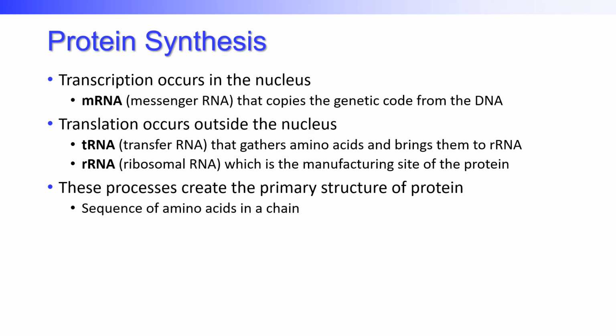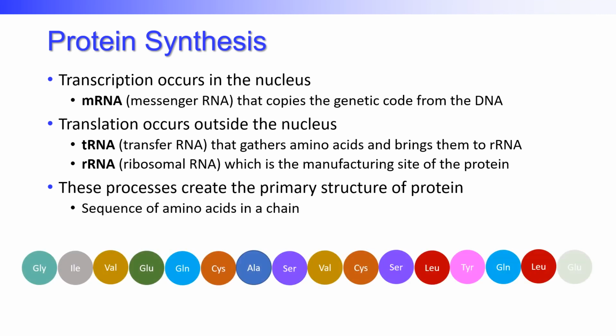The next process is translation, and this occurs outside of the nucleus and within a ribosome. Here, ribosomal RNA will read the messenger RNA for the correct sequence of amino acids. Transfer RNA will also read messenger RNA so that it can bring in the correct amino acids and drop them off to the ribosomal RNA. The ribosomal RNA will create the peptide bonds between amino acids, and as each amino acid is brought in and bound together, this creates the chain that will become a protein.